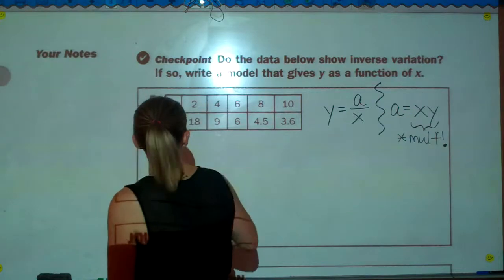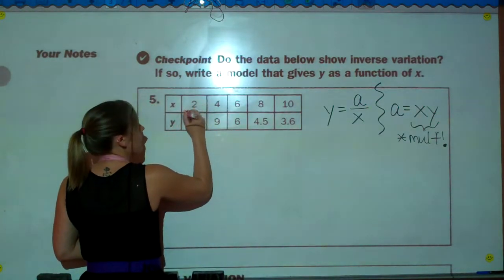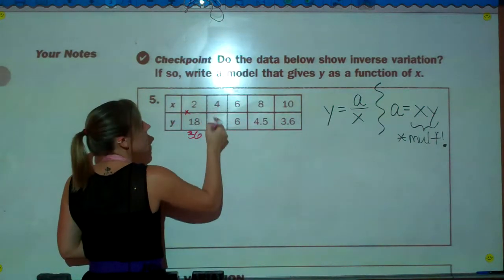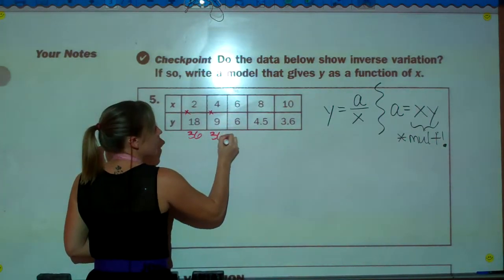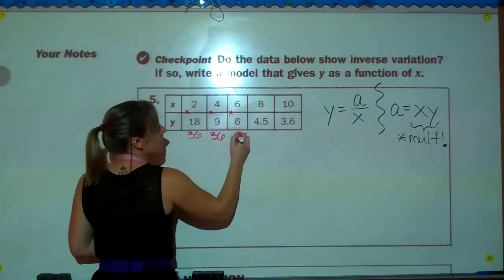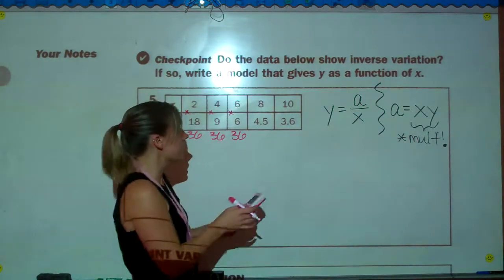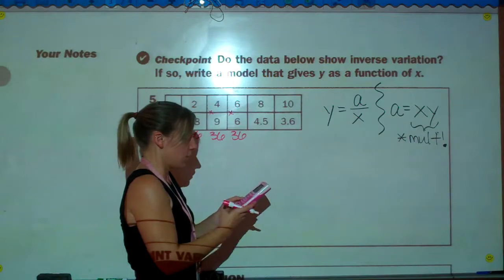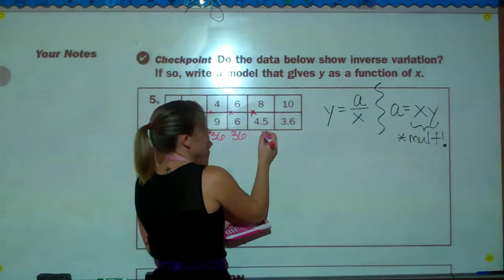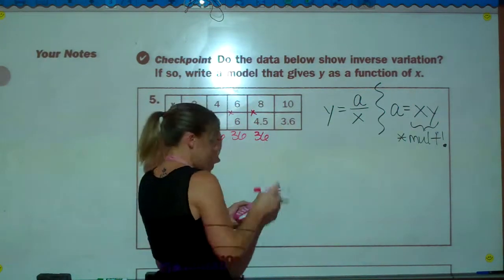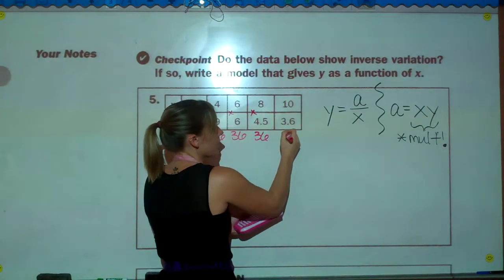2 times 18 is 36. So if I multiply those two, I get 36. If I multiply those two, I get 36. 6 times 6 is also 36. So far it looks right. Let's double check the decimal, just because that's not one that we know off the top of our head. 8 times 4.5 is also 36. And then 10 just moves the decimal over.